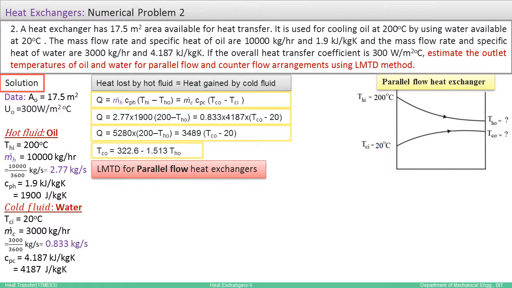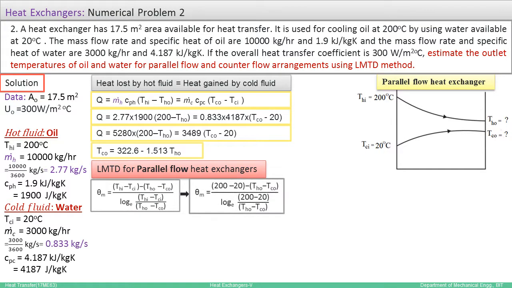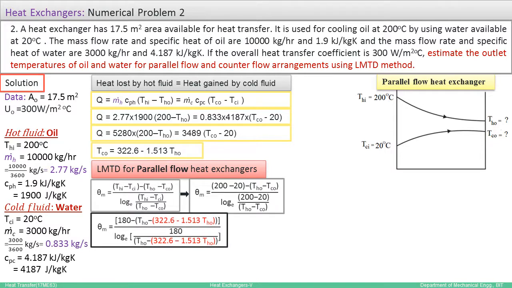Now we have this LMTD equation for parallel flow, but we don't know the value of THO and TCO. What we can do is substitute the equation we just found for TCO in place there. THI and TCI are known. When we do that, there is one simple thing we can get. THO is already there, and we have replaced TCO by the new equation we have developed.